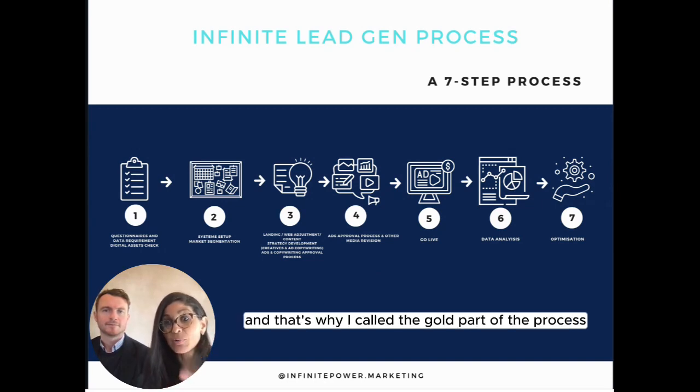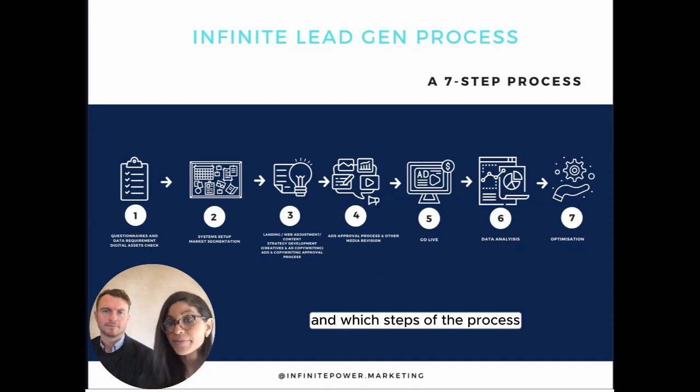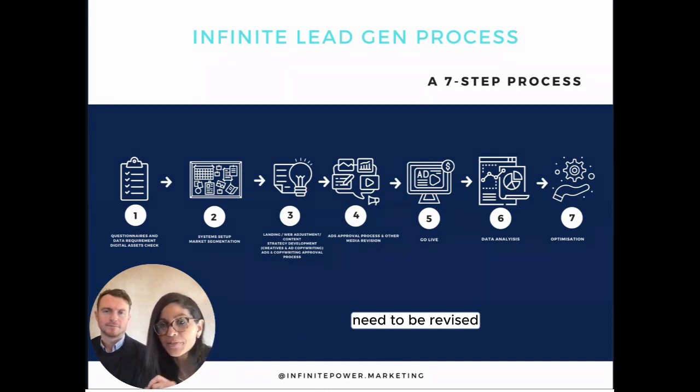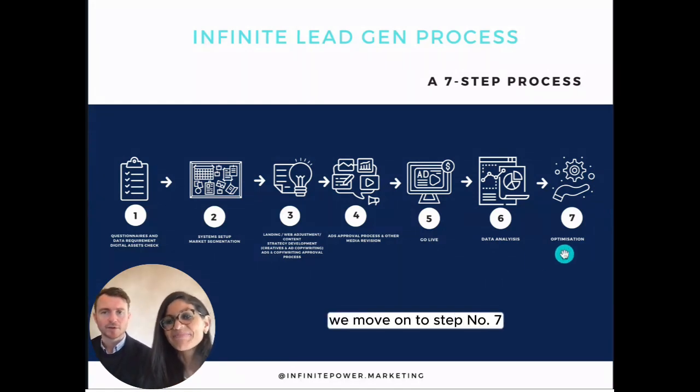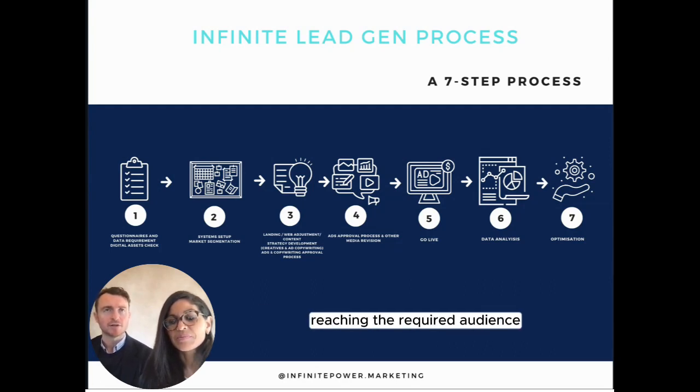That's what I call the gold part of the process, because it gives us data numbers that explain clearly which steps of the process are thriving and which steps need to be revised. Once that's complete, we move on to step number 7, which is optimization. In this step, we optimize the areas that need improvement in the whole process so that your ads are reaching the required audience and achieving the required goals.